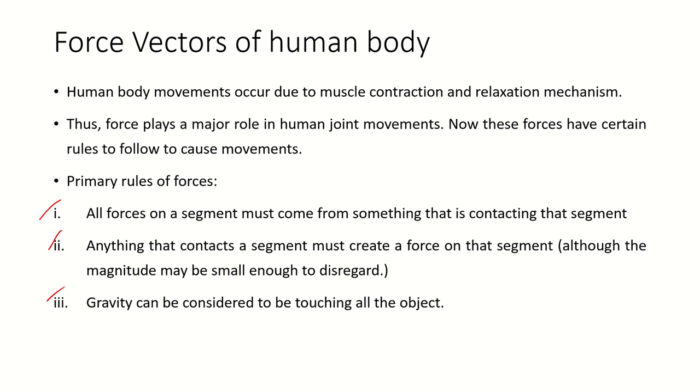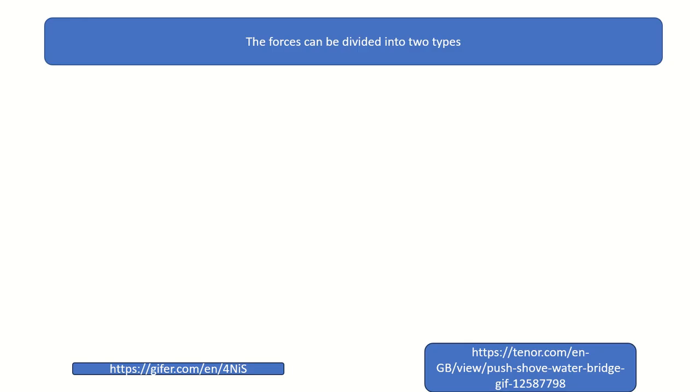The first one is: all forces on a segment must come from something that is contacting the segment. Anything that contacts a segment must create a force on that segment, and gravity can be considered to be touching all the objects. Keep these three rules of forces in your brain in order to study the force vectors of the human body.